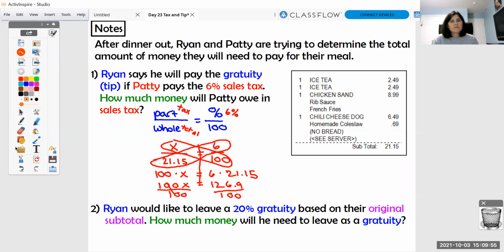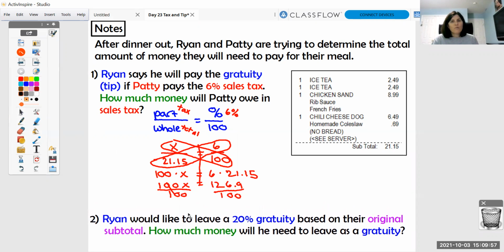100 divided by 100 is 1. And then 126.9 divided by 100. So that means that X equals 1.269. And this is money, so we need to round to the nearest hundredth. This 9 is going to make that move up 1. Round it, we need to go up 1. So the sales tax is $1.27. That's the tax.